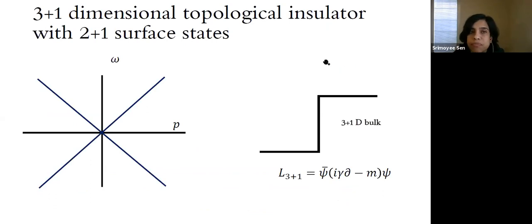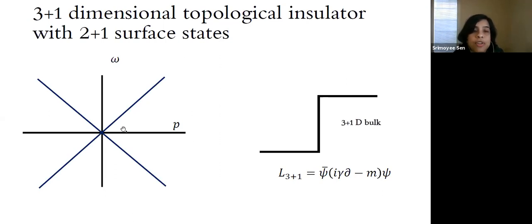In the 3+1 dimensional topological insulators with 2+1D surface states, you can also describe those using domain wall fermions. So here you just write down a relativistic 3+1 dimensional Lagrangian of a Dirac fermion. And let's say you add a step function, a domain wall in the Dirac mass. And on the surface, right where the domain wall is, you would see 2+1 dimensional massless fermions.